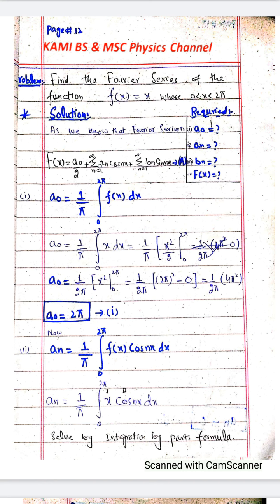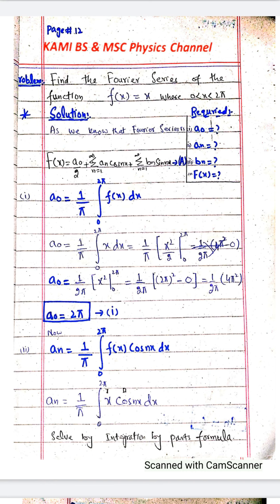Okay, solution. As we know that the Fourier series formula is f of x is equal to a naught divided by 2 plus summation n from 1 up to infinity a n cos nx plus summation n from 1 up to infinity b n sin nx. This is my equation A.